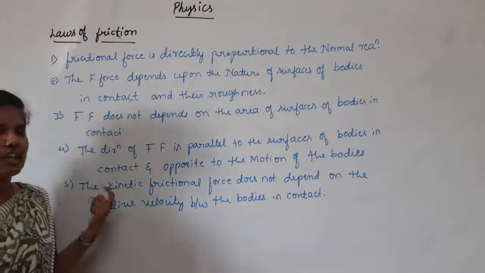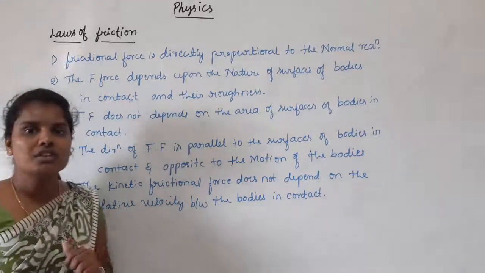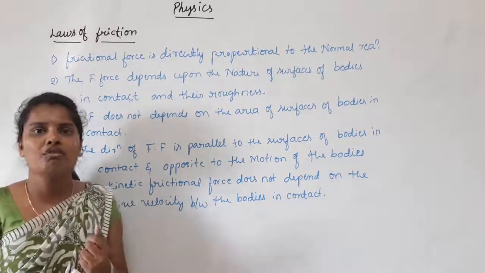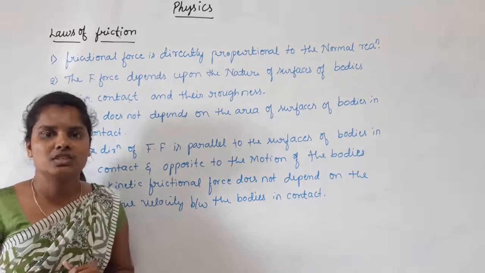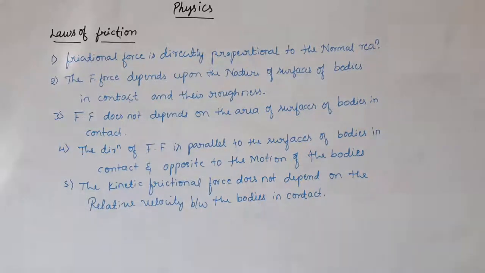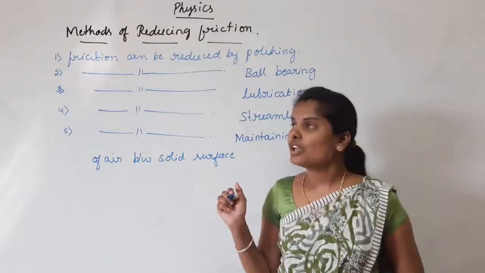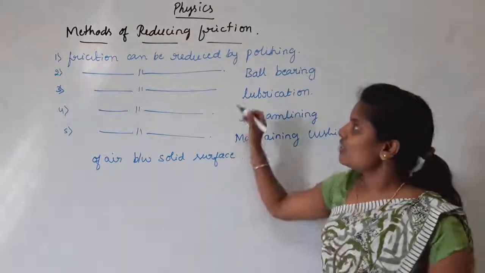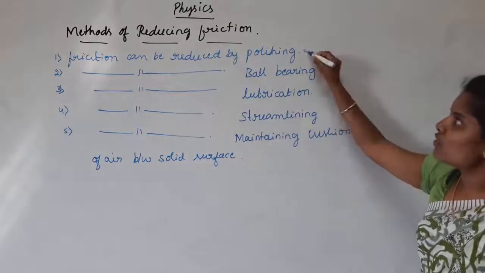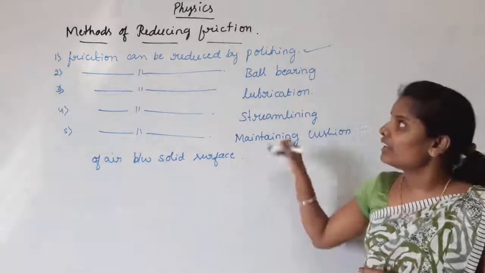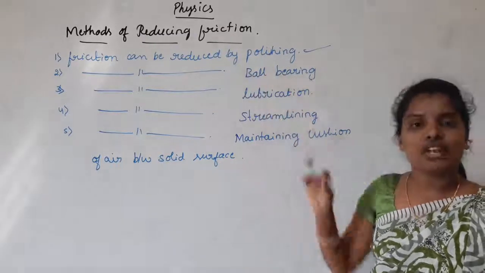And the next topic is how to reduce the frictional force. These are the methods of reducing friction. The first one is polishing. When we polish a surface, we can reduce the friction between the two surfaces.